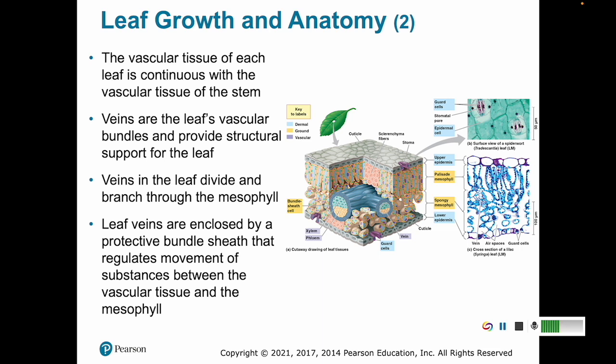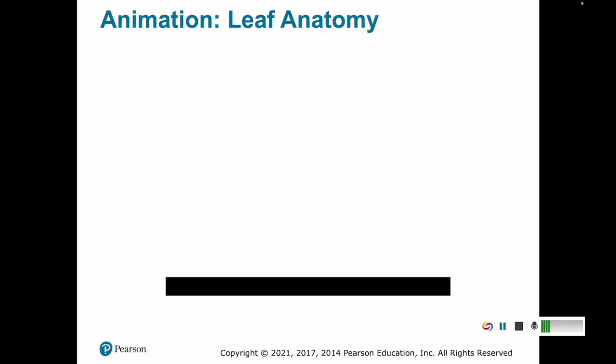Vascular tissue of each leaf is continuous with the vascular tissue of the stem. So the veins are the leaf's vascular bundles, and they provide structural support for the leaf. The veins in the leaf will divide and branch through the mesophyll. And leaf veins will be enclosed by a protective bundle sheath that regulates movement of substances between the vascular tissue and the mesophyll.